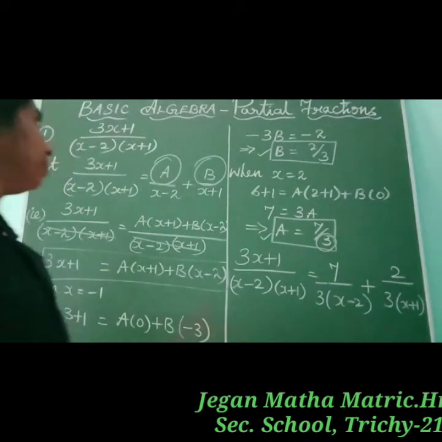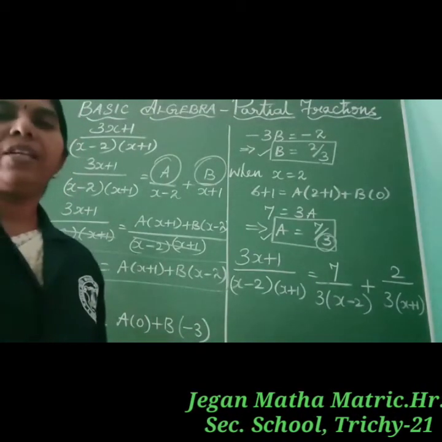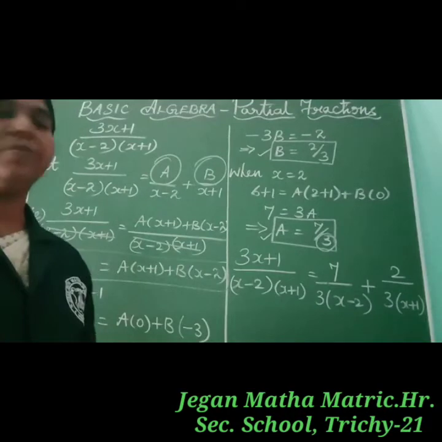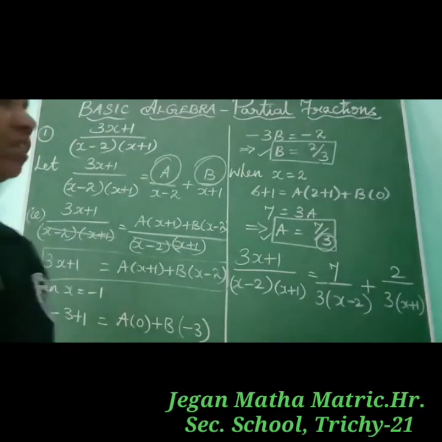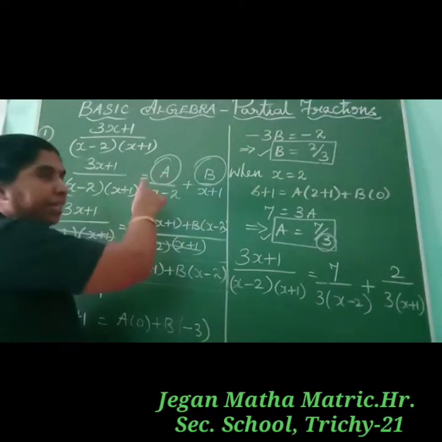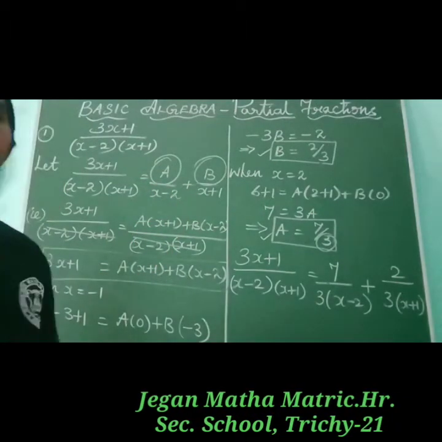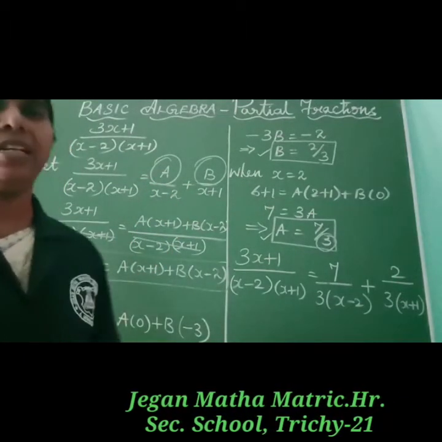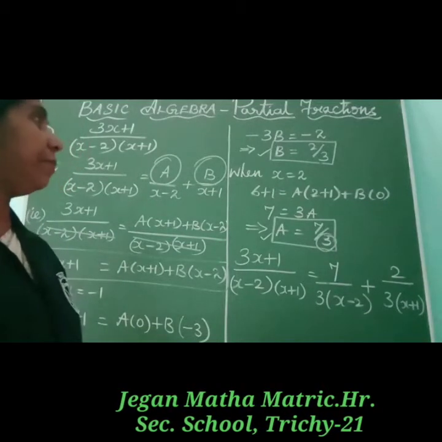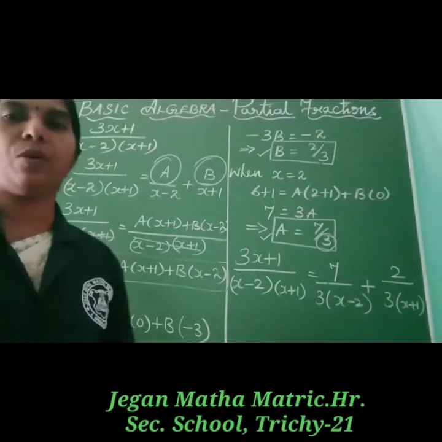So if the expression is given as a proper fraction, we can follow this method. We have to factorize the denominator, split into two different factors, and find the unknown values A and B. Then A and B must be replaced with the answers we got.